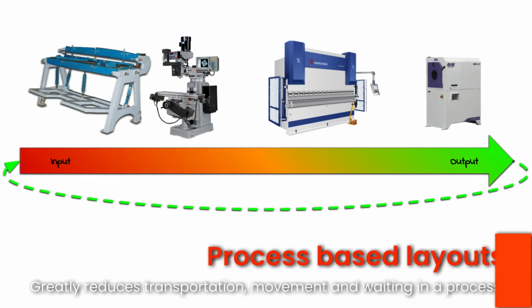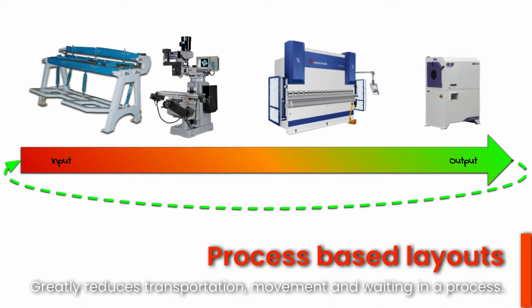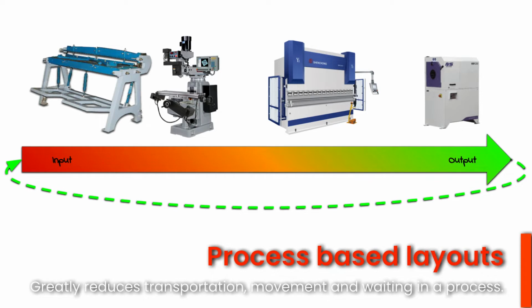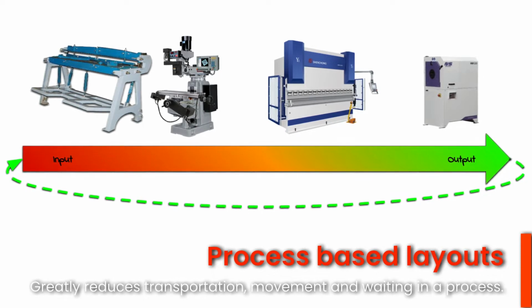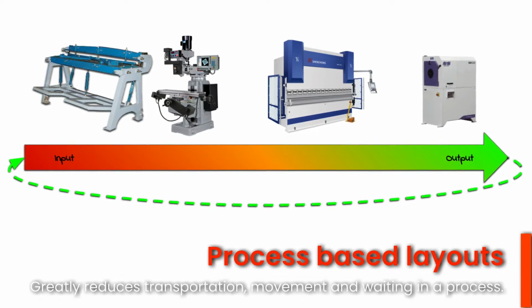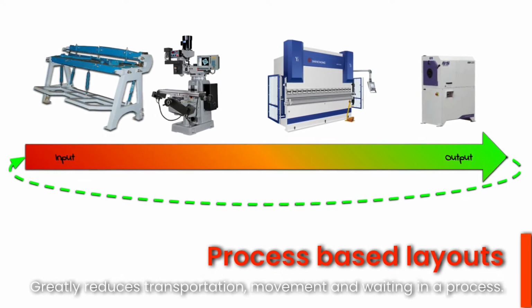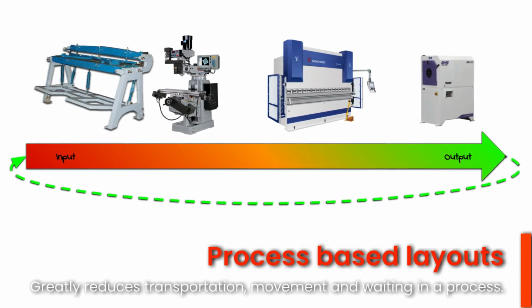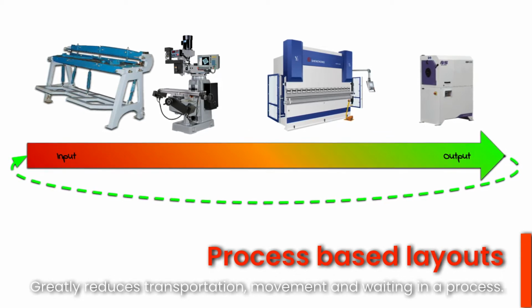As you may have guessed, moving from a functional environment to a process-based environment changes the way people interact with machines or activities. Let's consider this interaction for a moment. In a process-based layout, different machines are placed together to enable flow. For simplicity, let's imagine a straight line of different machines that has an input and an output. This type of process-based layout would greatly reduce transportation, movement, and waiting in a process.